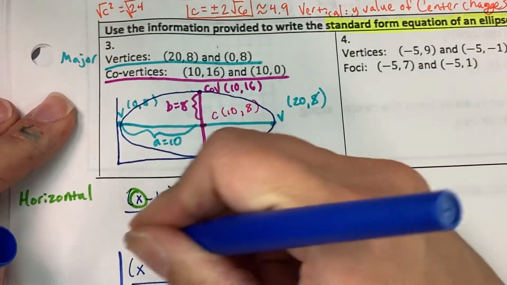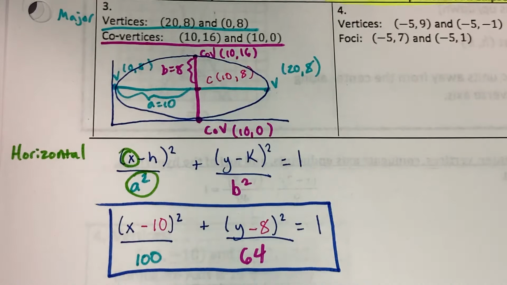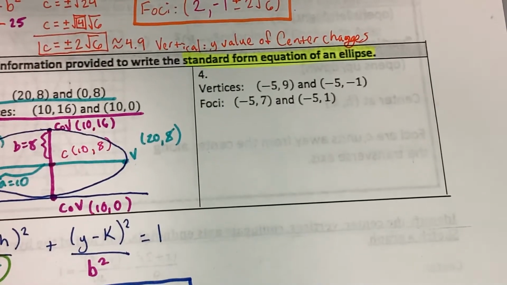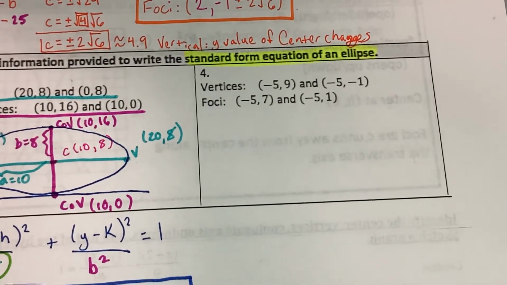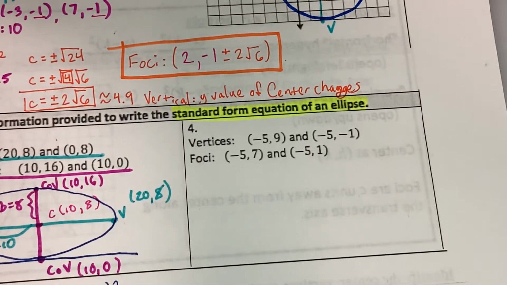So on this one, I only needed to find the equation. We didn't have to find the foci, so I didn't have to do anything with those c values. Now, the next one is a little bit tricky. So what I'd like you to do is pause the video and get as far as you can on your own, and then you can unpause it and we will work through it together.